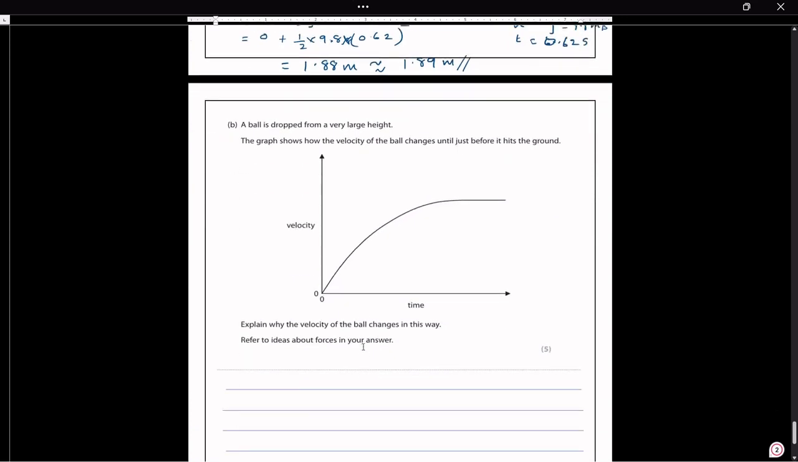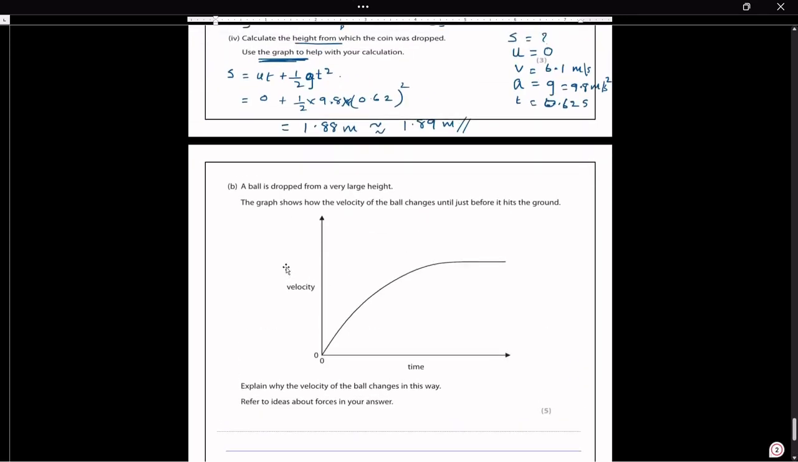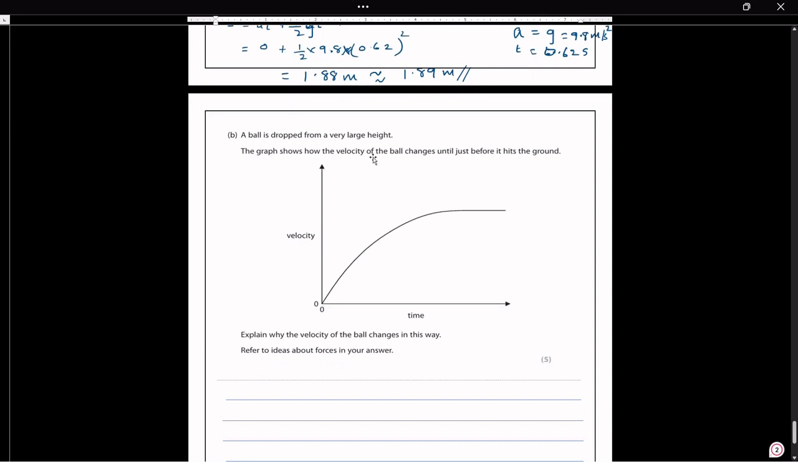Now we are coming to the next part of the question. The ball is dropped from a very large height. The graph shows how the velocity of the ball changes until just before it hits the ground. Explain why the velocity of the ball changes in this way. Refer to ideas about forces in your answer. Let us have a close look at the graph. You can see that the velocity is increasing, and before it hits the ground, it takes a constant velocity. You can see it as a straight line. That means it is a constant velocity that they are showing.